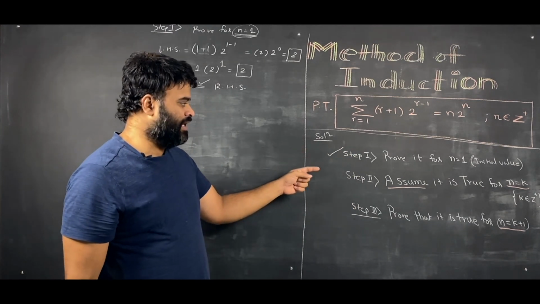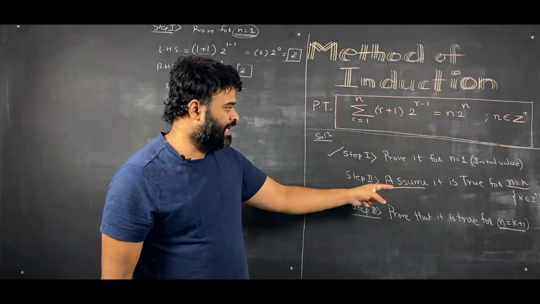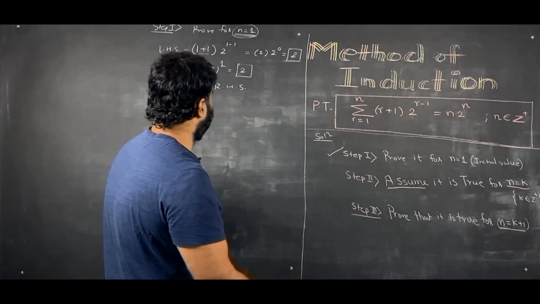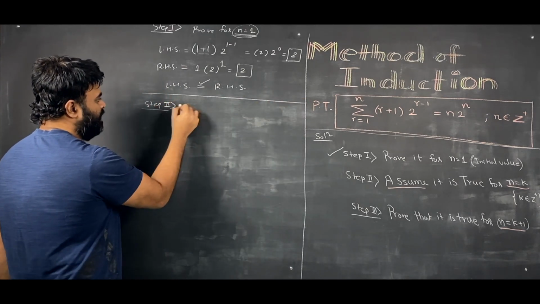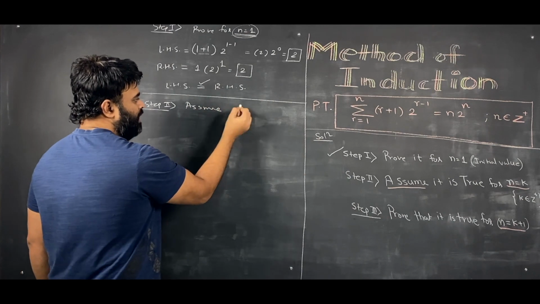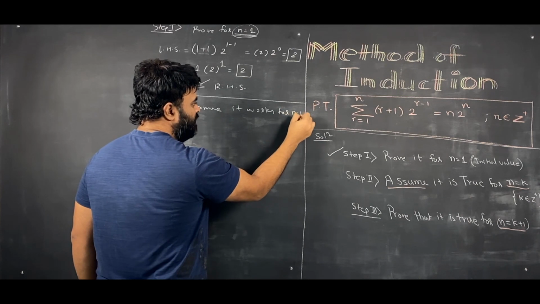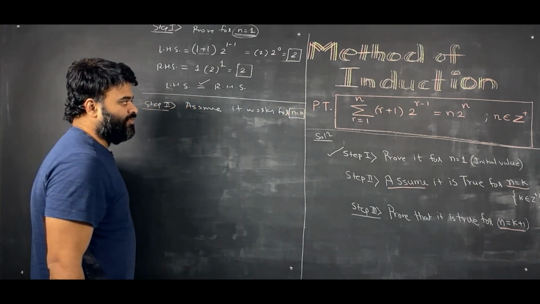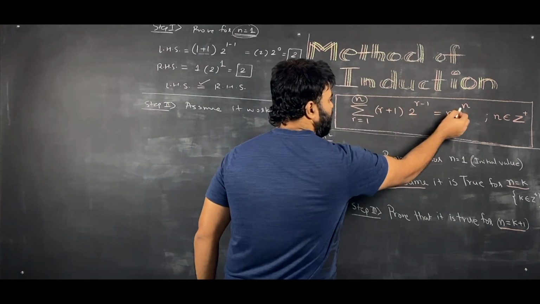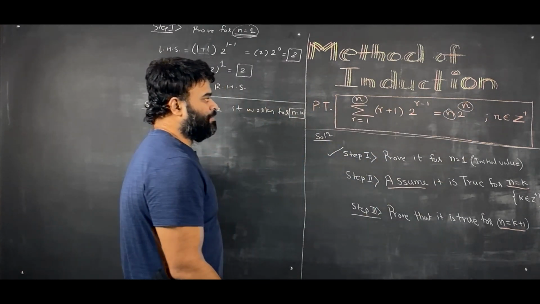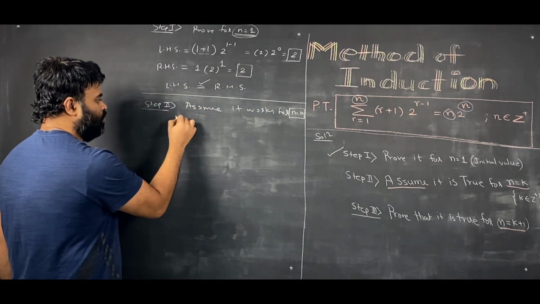Now we're going to move on to step 2, where we don't have to prove anything; we have to assume that it works for n equal to k. Let me do that. For step 2, assume it works for n equal to k. When I say it works for n equal to k, I can just replace n by k. You see n is here, here and here. I will replace that by k, and I say the sum of r equal to 1 to k.